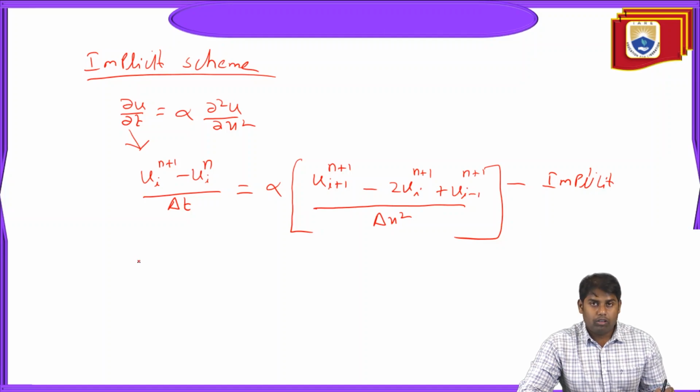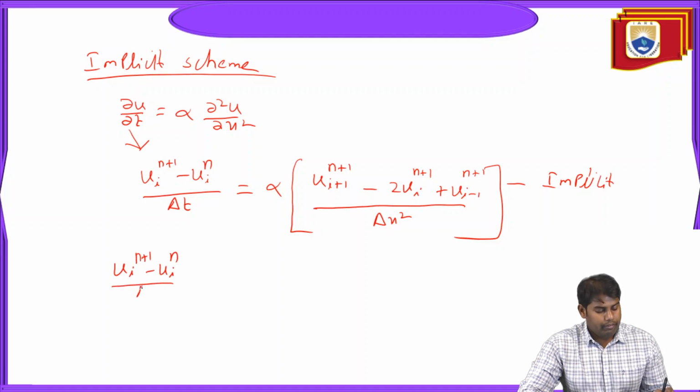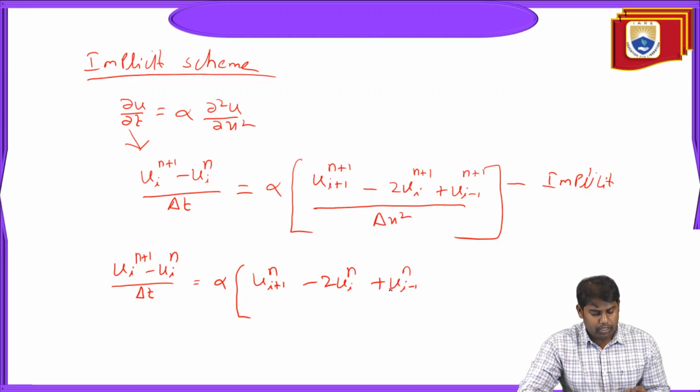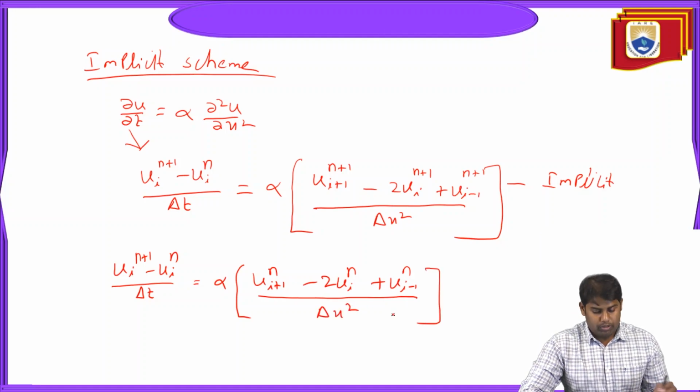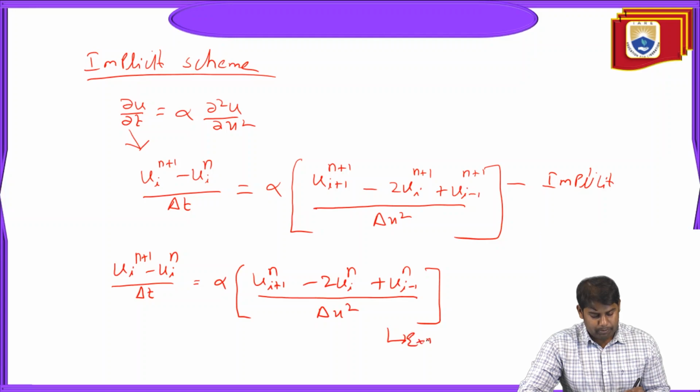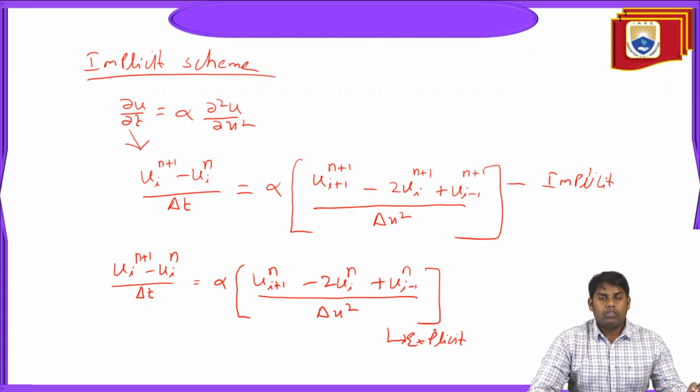Okay, so let me write down the equation for explicit here itself. u of i to the power of n+1 minus u of i to the power of n, divided by delta t, is equal to alpha into u of i+1 to the power of n, minus 2 u of i to the power of n, plus u of i-1 to the power of n, divided by delta x squared. So this is for explicit.